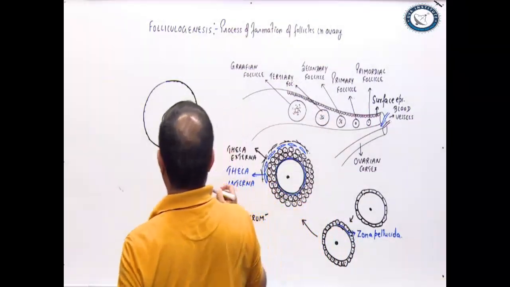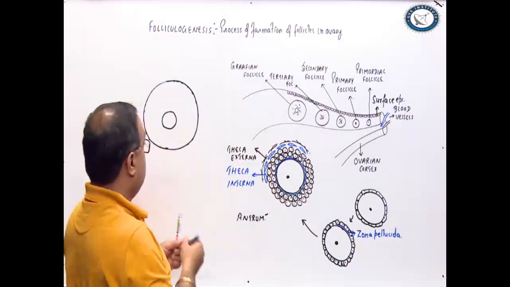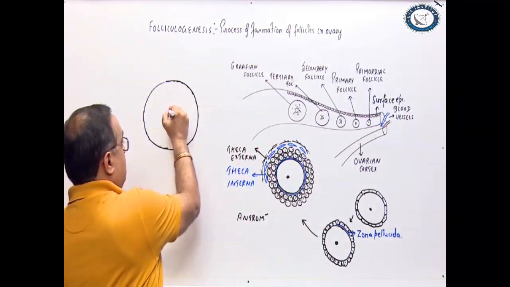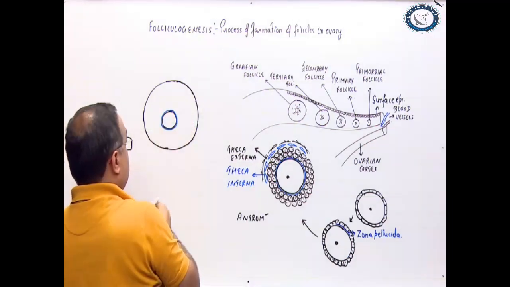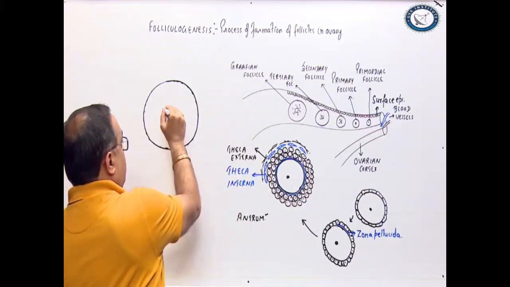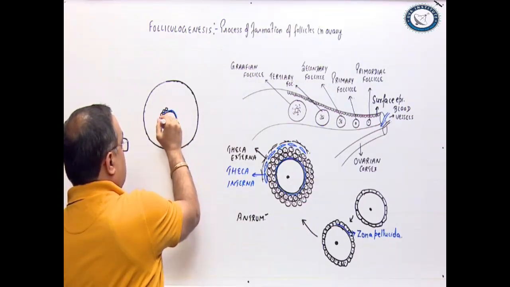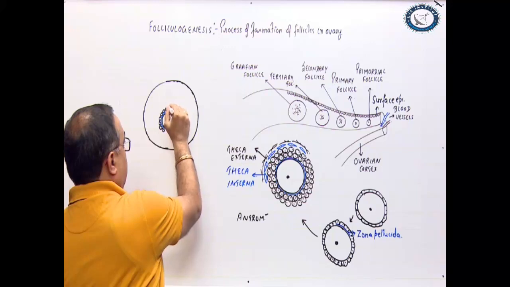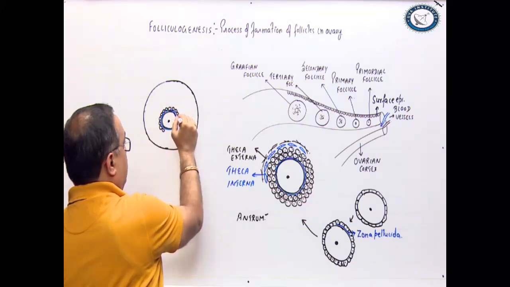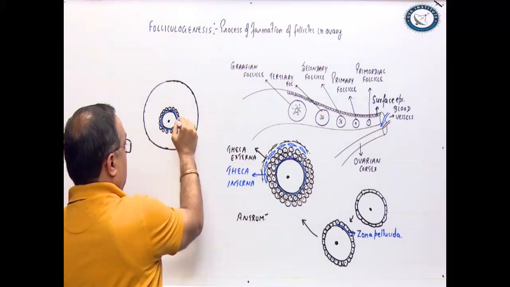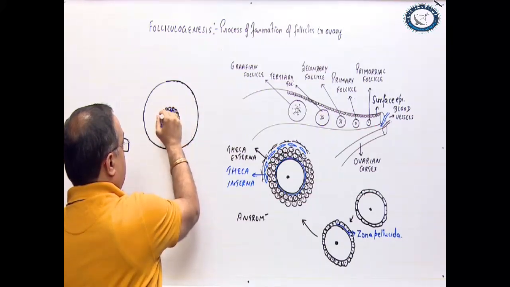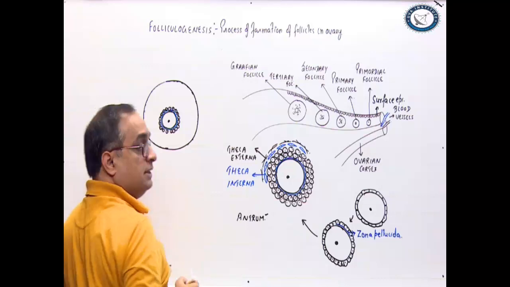Now I am going to show you the different layers around this oocyte. As I said, that the immediate layer is the zona pellucida, right? Nucleus of the oocyte. These granulosa cells, they are forming a layer which is called corona radiata. So this layer is corona radiata. We'll label all these layers.